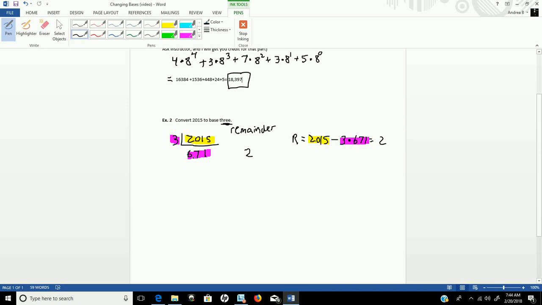And like I said, you keep repeating this until you can't divide the number by that outside number anymore. So this time we're dividing by 3 again. If we do 671 divided by 3, the whole number part there is 223. And once again, if you're not sure what the remainder is from there, you can calculate it out. This time we're going to do the 671, since that's the number inside the division sign this time, minus 3 times the 223.